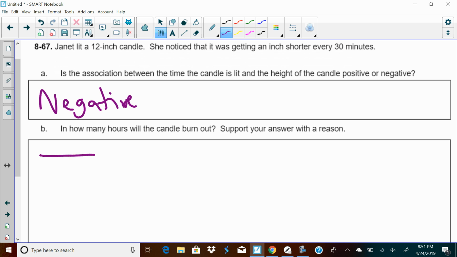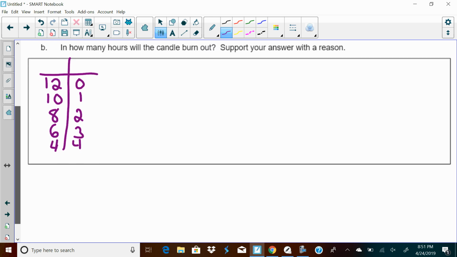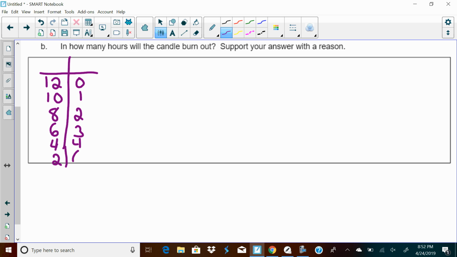So I'm going to make myself a little table. I know that every 30 minutes it gets an inch shorter, so it's 2 inches every 60 minutes, or every hour. 12 inches is where I started, at 0 time. It's going to be 10 inches at 1 hour, 8 inches at 2 hours, 6 inches at 3 hours, 4 inches at 4 hours, 2 inches at 5 hours, and 0 inches at 6 hours. So the correct answer is 6 hours, and my table is my reason.